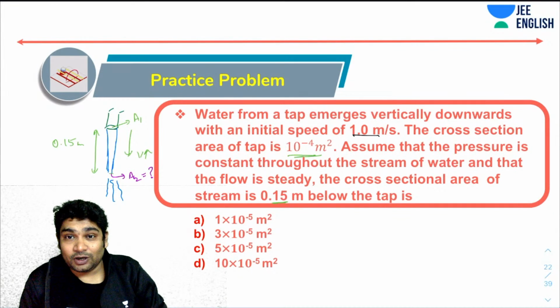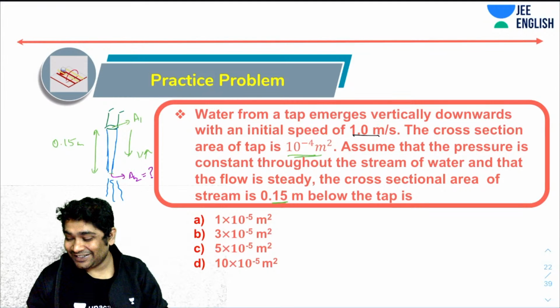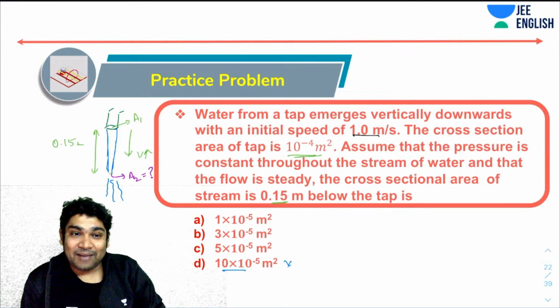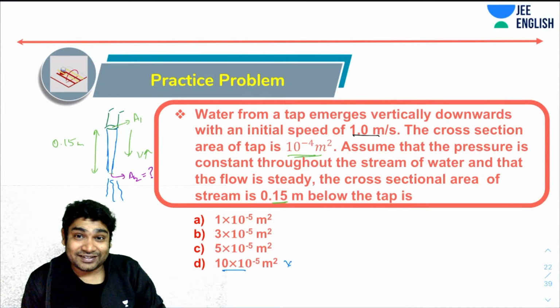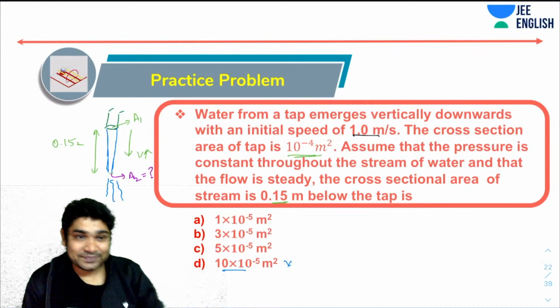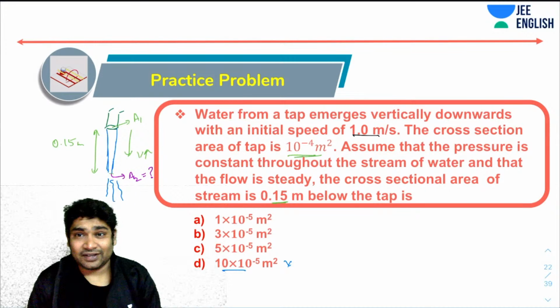Okay, so first of all, D cannot be the option. If you're just smart enough, D is actually equal to the area of the tap only. So D cannot be the right answer. The area of cross section should definitely reduce. That is one hint I have for you. Now, what will it be? So think about this, and let's see how many of you can figure out the answer.